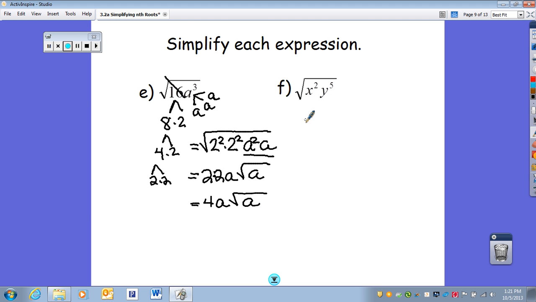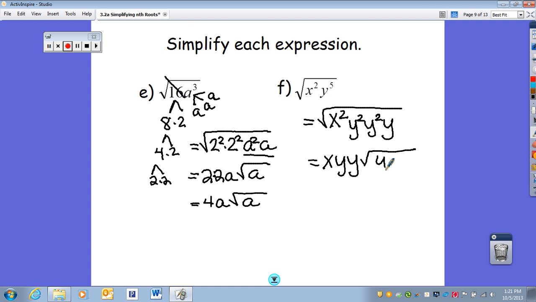So let's rewrite this with our factor pairs. We have an x squared, and what we want to do now is separate all 5 of these y's into pairs. So we have a y squared, and a y. Now, a square root and a square are opposite operations, so we can bring out an x and 2 of the y's, and one of the y's must stay under the radical. So we have x and we have y squared, and that other y stays under the radical symbol.